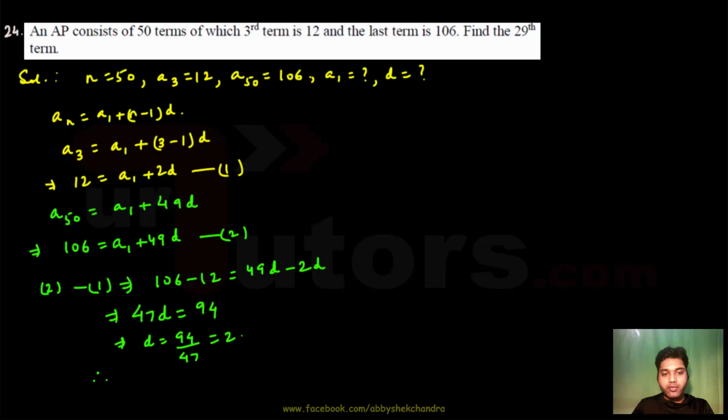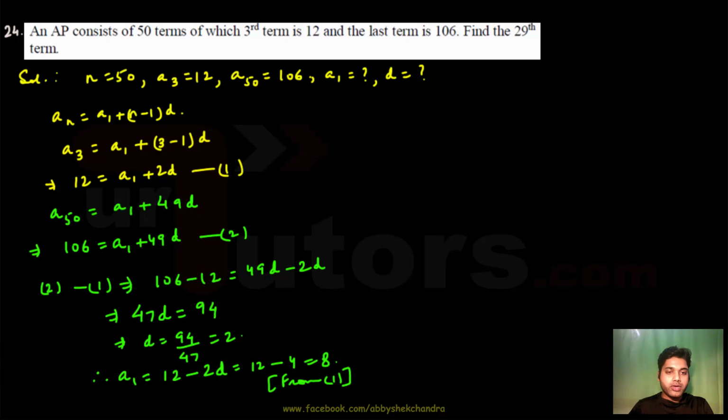Therefore a1 will be 12 minus 2d, equal to 12 minus 2 into 2, 4, equal to 8. This is from 1. So I substituted d equal to 2 in equation 1 to find the value of a1.